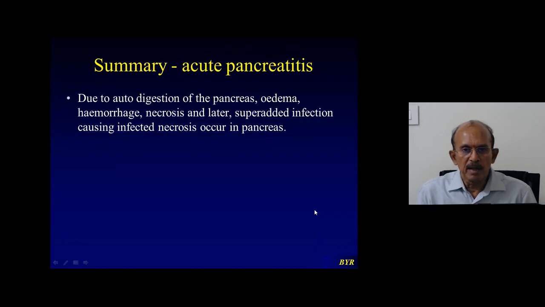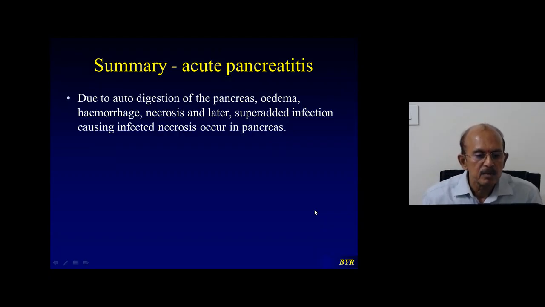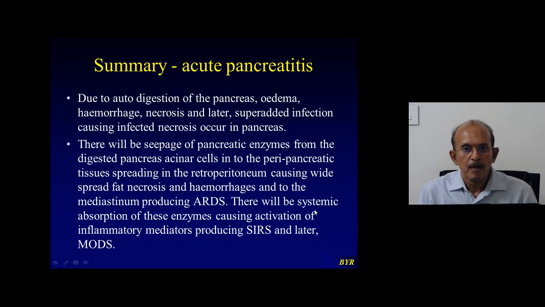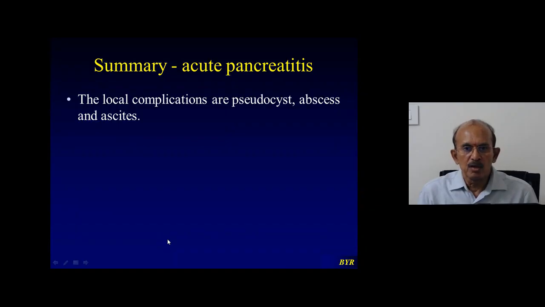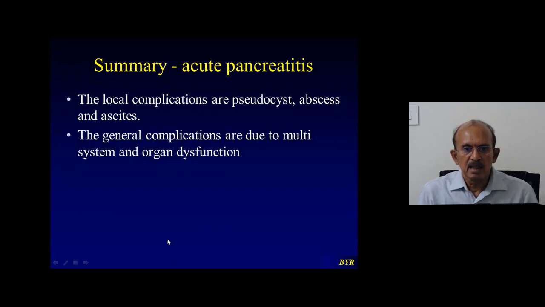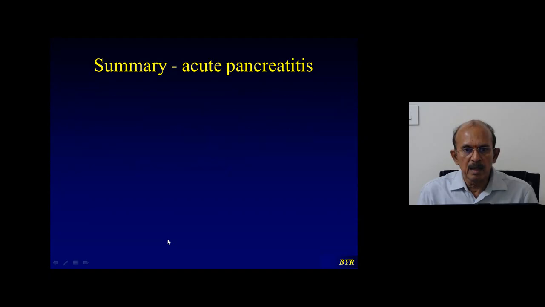Due to autodigestion of the pancreas, edema, hemorrhage, necrosis, and later superadded infection causing infected necrosis occur in the pancreas. Again, there will be seepage of pancreatic enzymes causing mediastinitis, retroperitoneal hemorrhages, ARDS, and systemic absorption leading to MARS. The local complications are pseudocyst, abscess, and ascites. The general complications are due to multiple organ system and organ dysfunction.